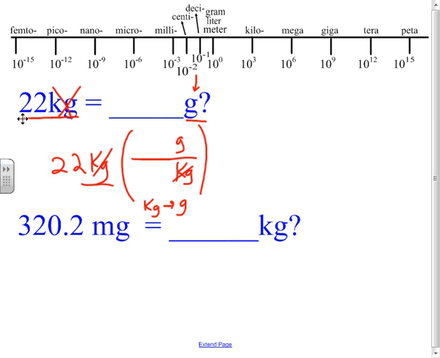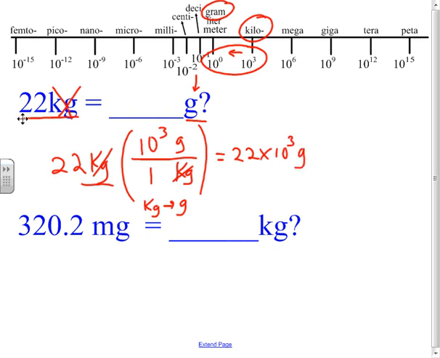Then in the metric system, we can always put a 1 here and a 10 here. And we're going from kilograms to grams, and so that's 3 powers of 10 different. And since grams are smaller, we're going to the left on this line. That needs to be a positive exponent. And as far as the math, we're just going to take 22, multiply by 10 to the third, divide by 1. And that's going to give us 22 times 10 to the third grams.